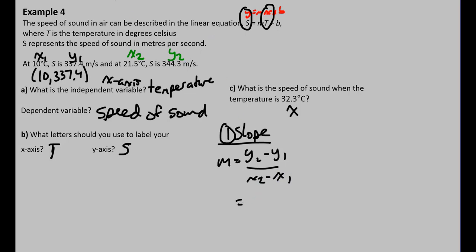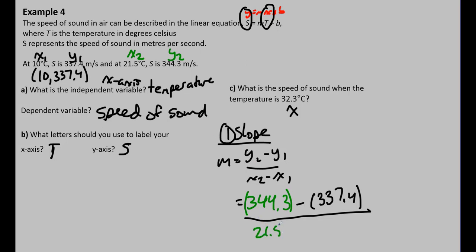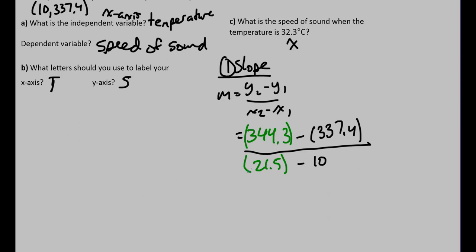So my y2 value is 344.3, and I'm going to subtract my y1 value, which is 337.4, and divide that by my x values. I should have put this in brackets actually. So the x2 value is 21.5 degrees Celsius, and I'm subtracting the 10 degrees Celsius. And then you just do the math after that.